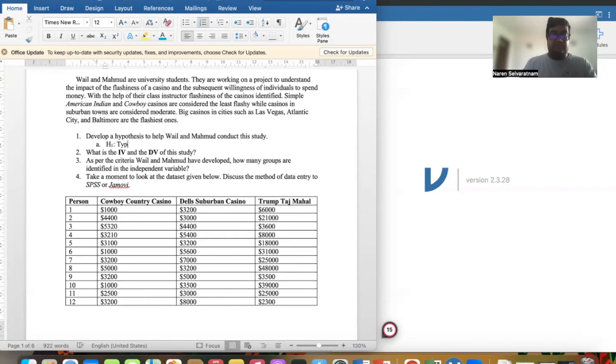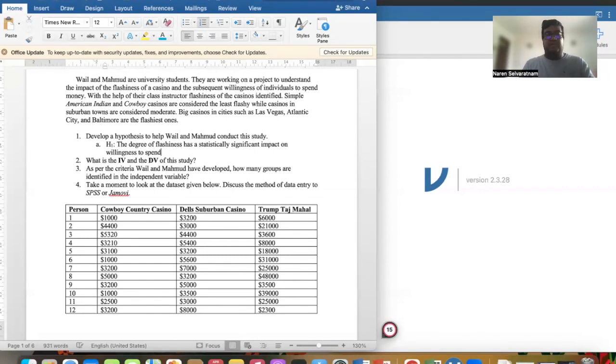The degree of flashiness has a statistically significant influence or impact on willingness to spend, something like this.